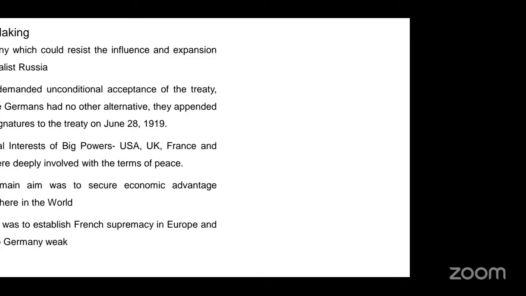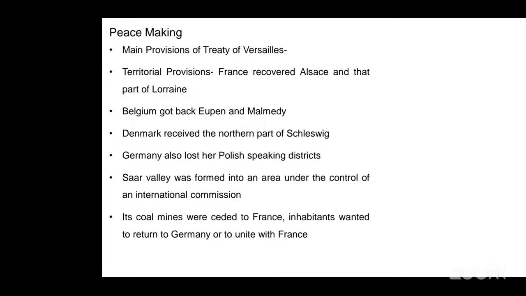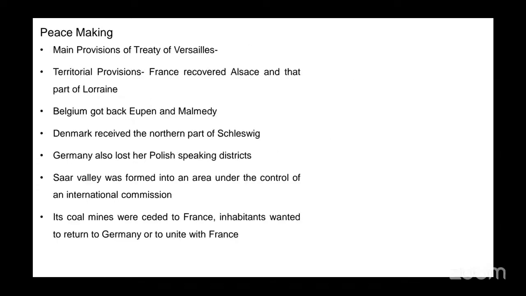Then next come the main provisions of the Treaty of Versailles. These are important provisions, because if you go through these treaties, you can understand how Germany was humiliated and how the Treaty of Versailles paved the way for the eruption of World War II again. Also, powers like the USA, UK, France and Italy tried to establish their control over Europe. So the first one is territorial provisions.